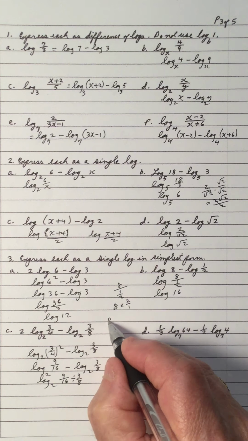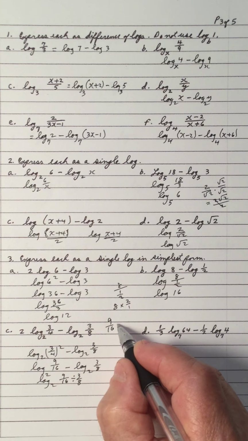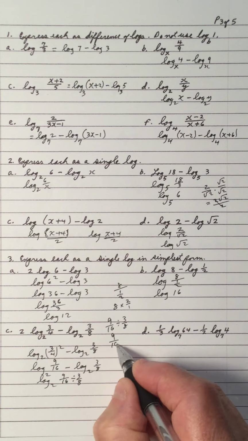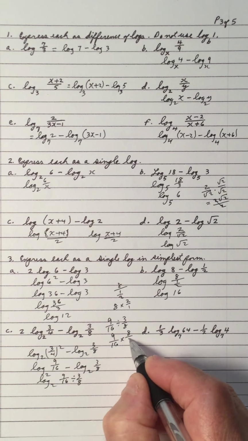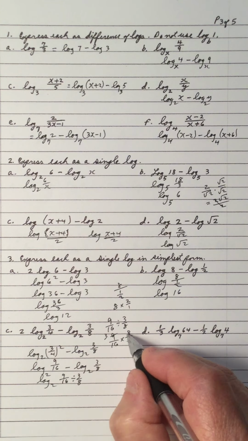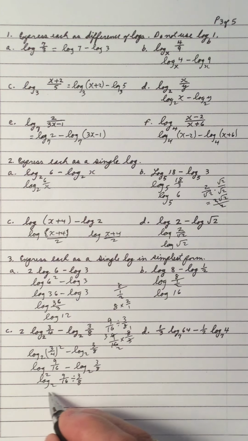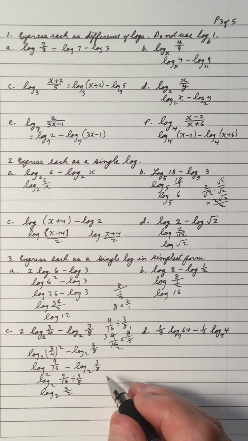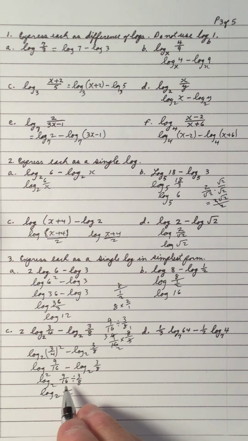I'm going to do the division here. So I'm going to simplify that. 9 over 16 divided by 3/8 is 9 over 16 times 8 over 3, multiplied by the reciprocal. So 3 into 9 goes 3. 8 into 16 goes 2. So that's the log of 3 over 2. So that's expressing as a single log.